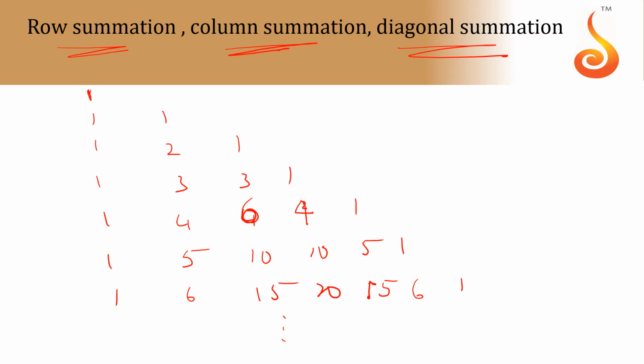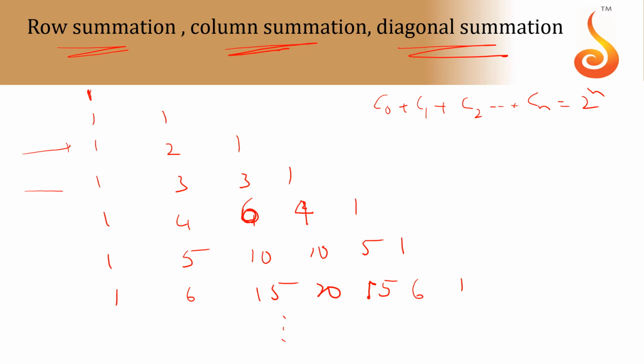Now observe any row. Row sum: 1 plus 2 plus 3, this is 4. 1 plus 3 plus 3 plus 1. If you observe, any row summation is like this: C0 plus C1 plus C2 and so on up to Cn is 2 power n. You know this formula. That is called row summation.